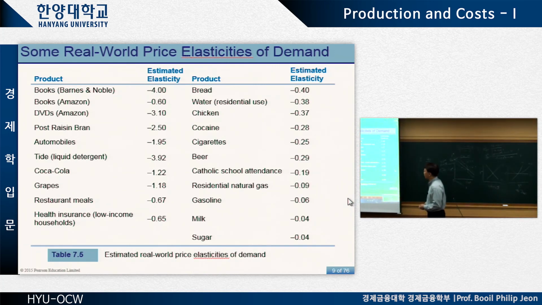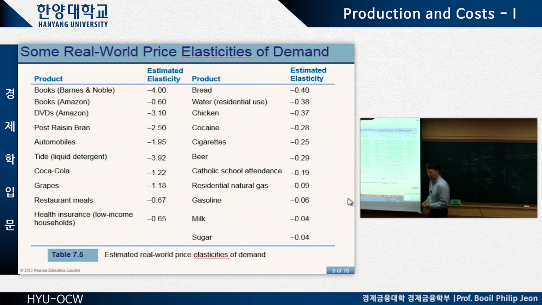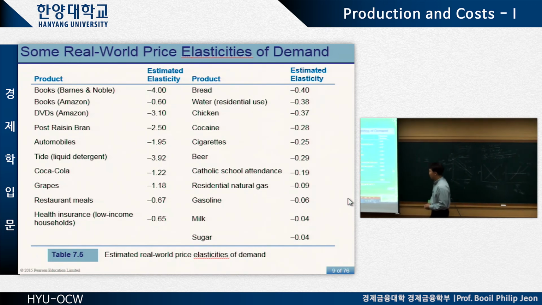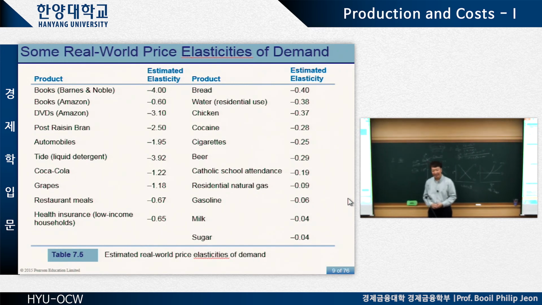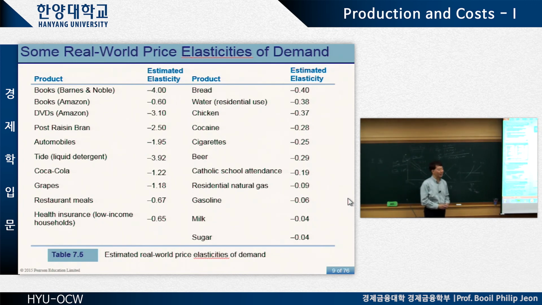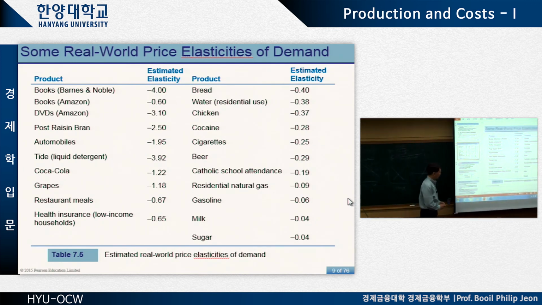Okay, what about the food, water? Yeah, these are necessities, of course, so that's why it's so inelastic. There are interesting items like cocaine, cigarettes, and beer. They all have low elasticity, very inelastic demand. Necessity. Well, yes, that's true, once you are addicted. Yeah, that's a necessity.